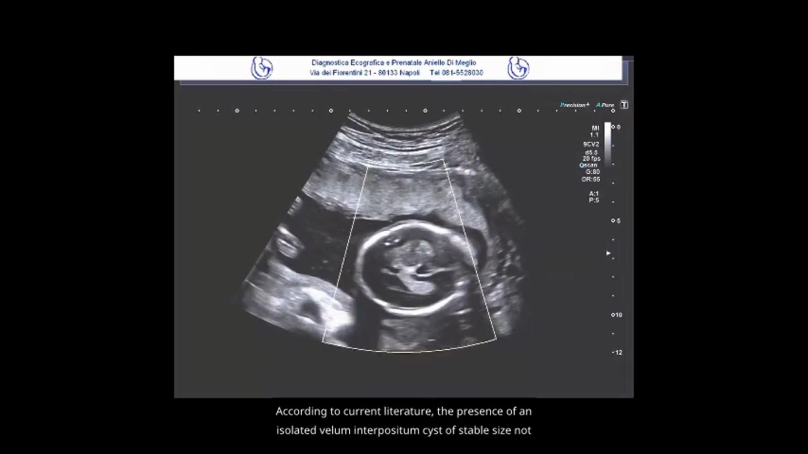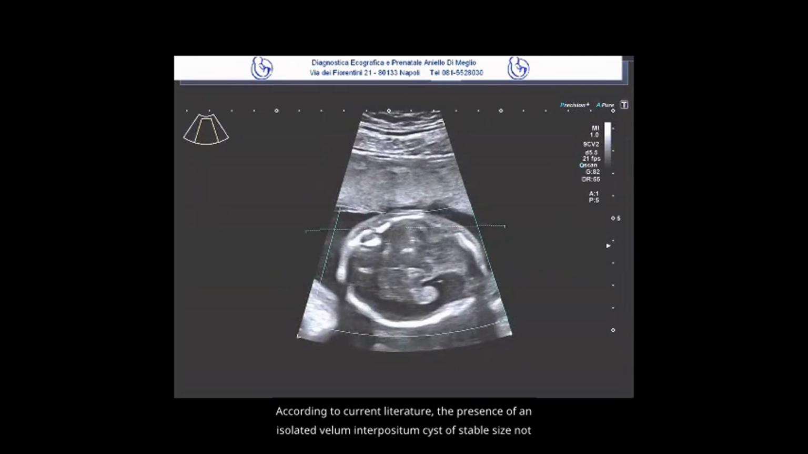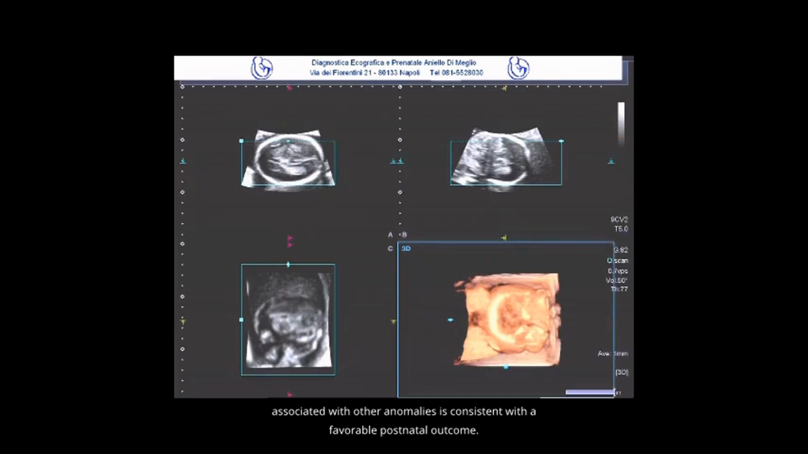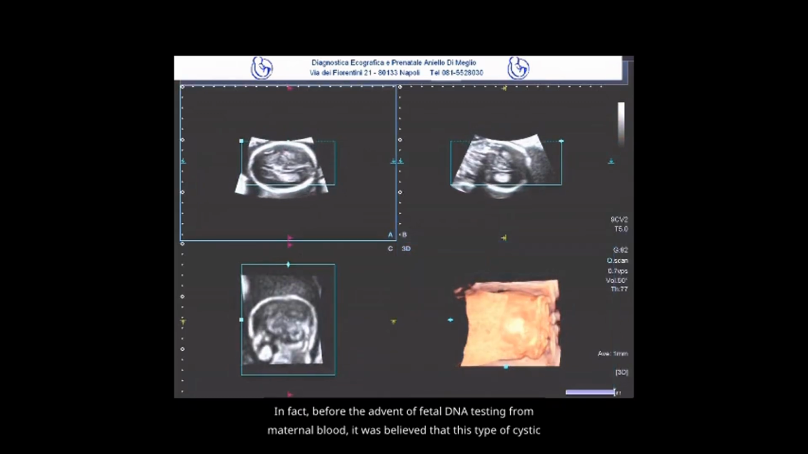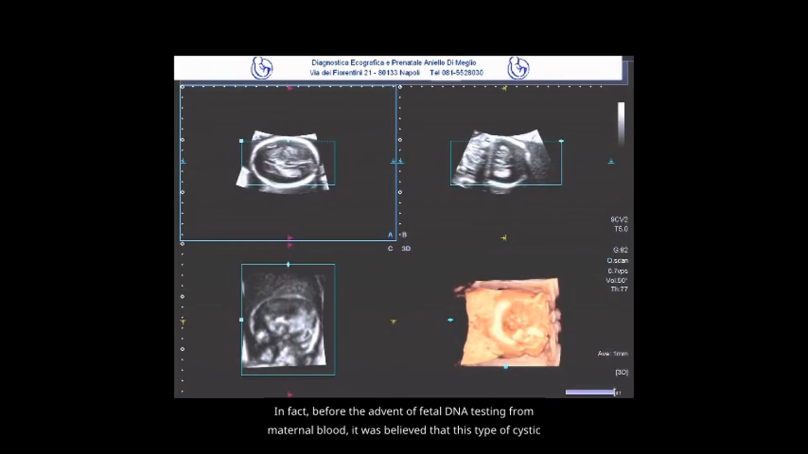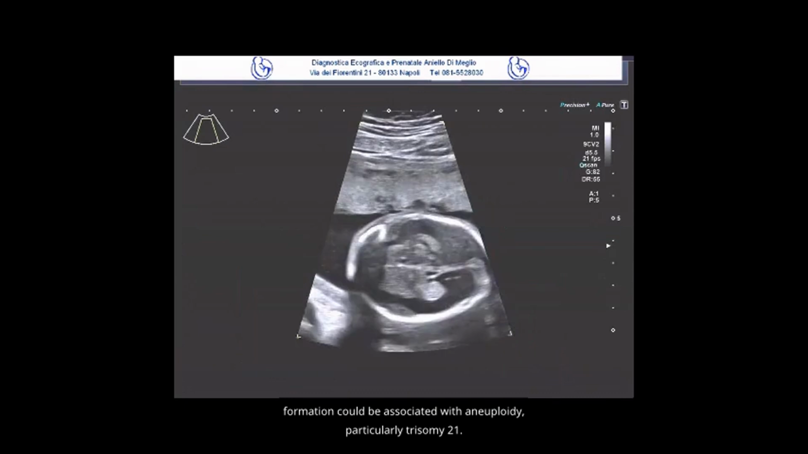According to current literature, the presence of an isolated velum interpositum cyst of stable size, not associated with other anomalies, is consistent with a favorable postnatal outcome. In fact, before the advent of fetal DNA testing from maternal blood, it was believed that this type of cystic formation could be associated with aneuploidy, particularly trisomy 21.